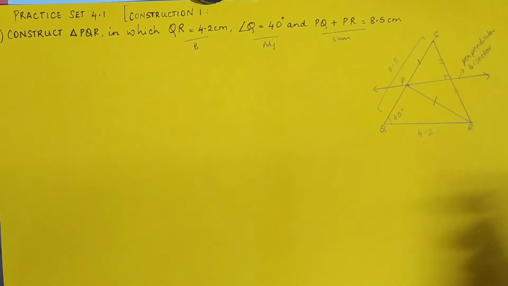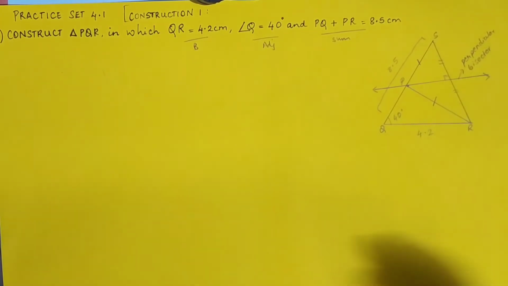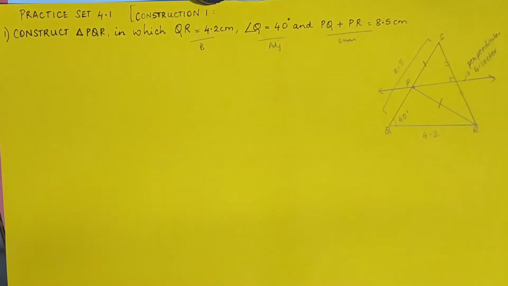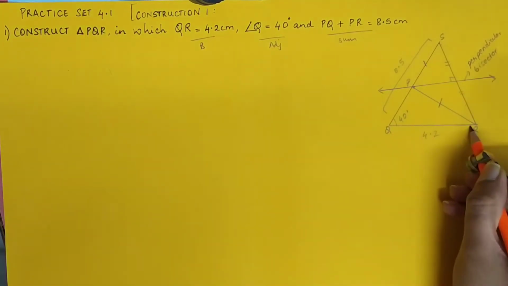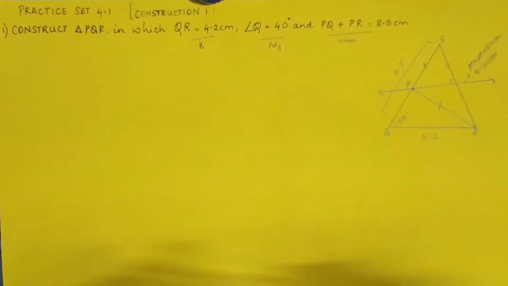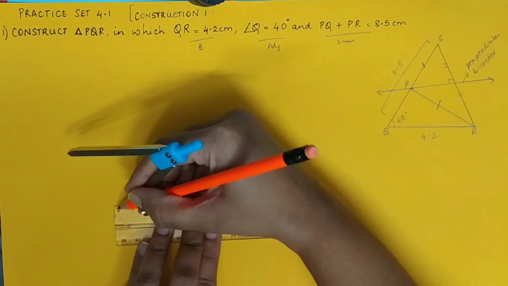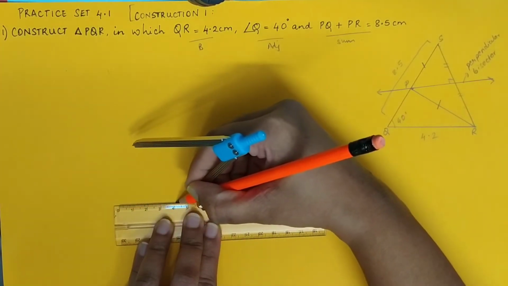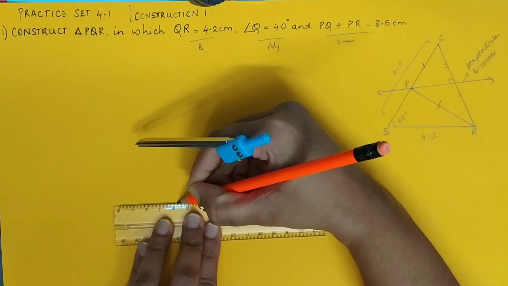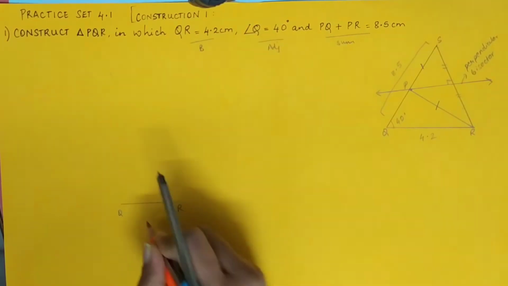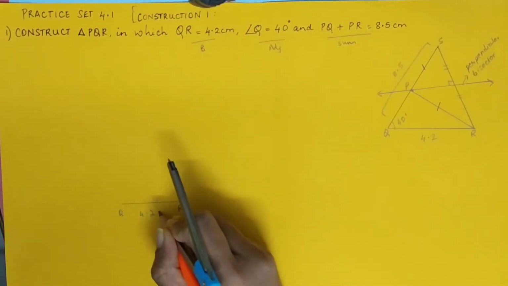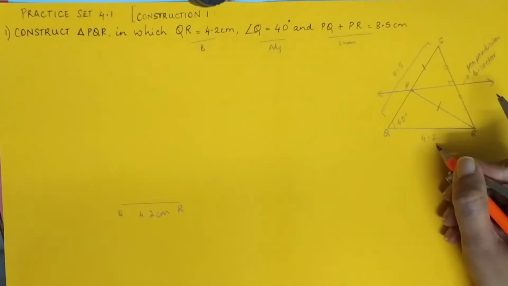We begin with the construction. First is to draw a rough figure. Now for the fair figure, we are first going to draw the base. The base is segment QR, which is 4.2. So using your scale, I'm going to draw the base of 4.2. I'm going to label it QR, 4.2 centimeters. The first step is done.